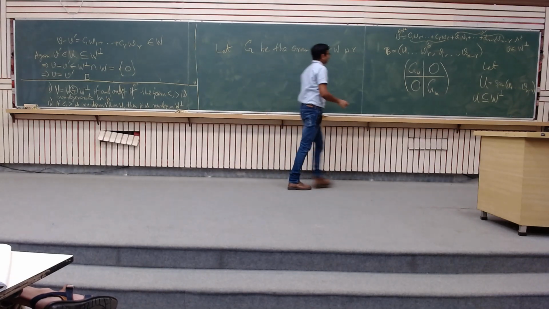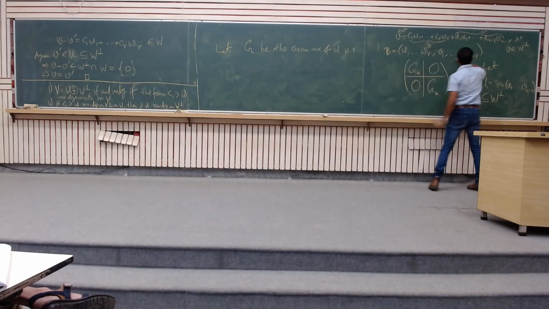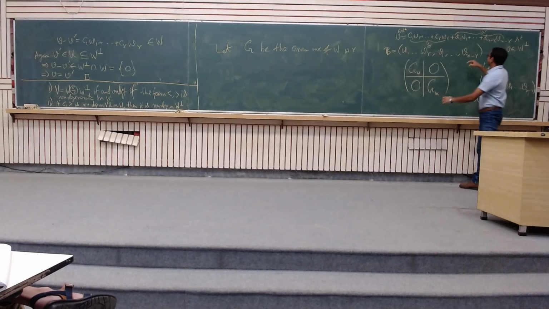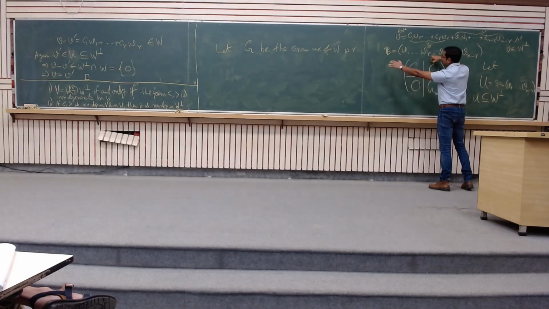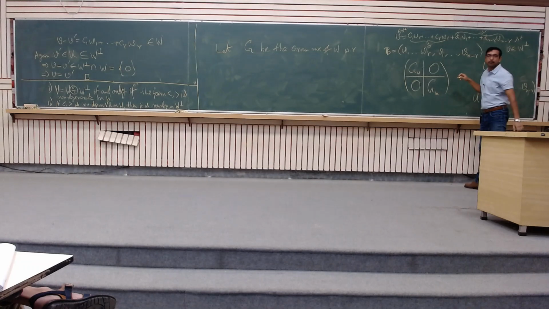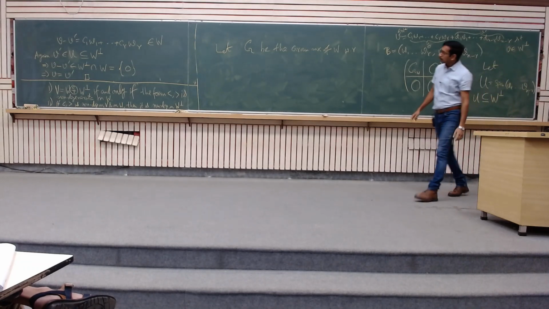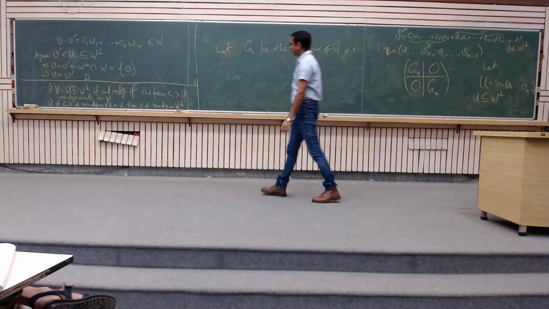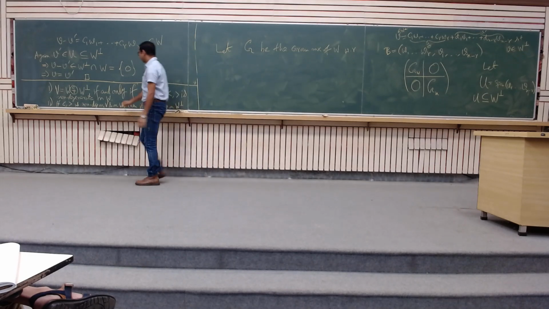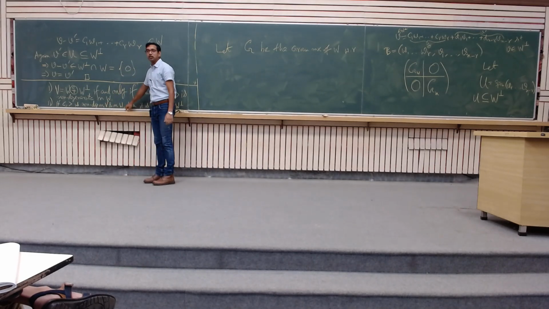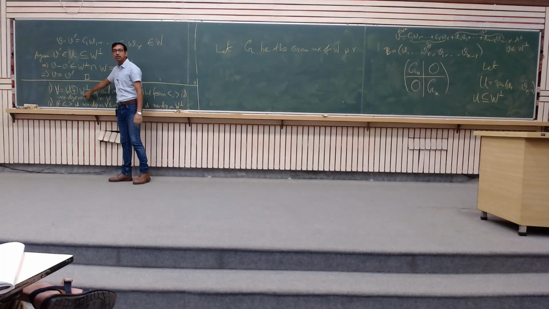At first we take such a basis, W1 to WR and V1 to Vn minus R, where this one is a basis of W and this one a basis of W perp. Wait a minute. Can we do this? Yes, of course, because it is given that this is non-degenerate on W in particular. As soon as it is non-degenerate on W, we have such a decomposition. This is actually called an orthogonal sum decomposition.